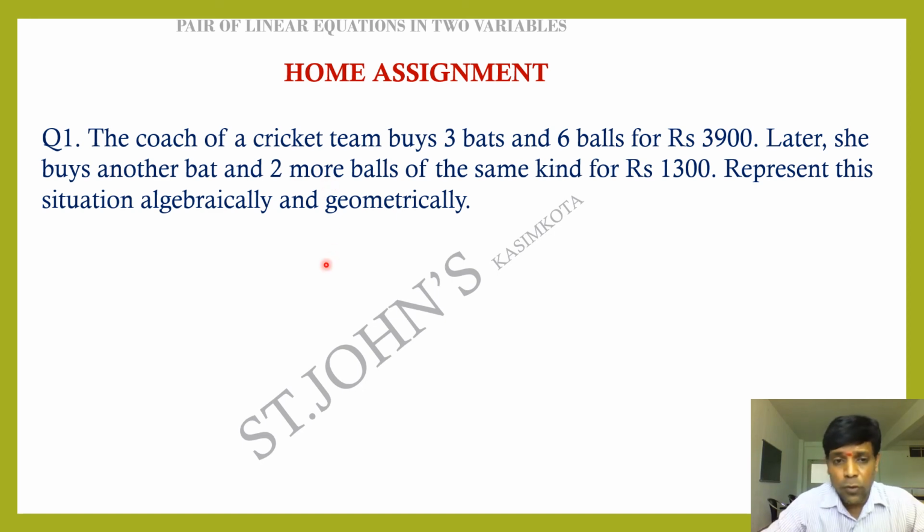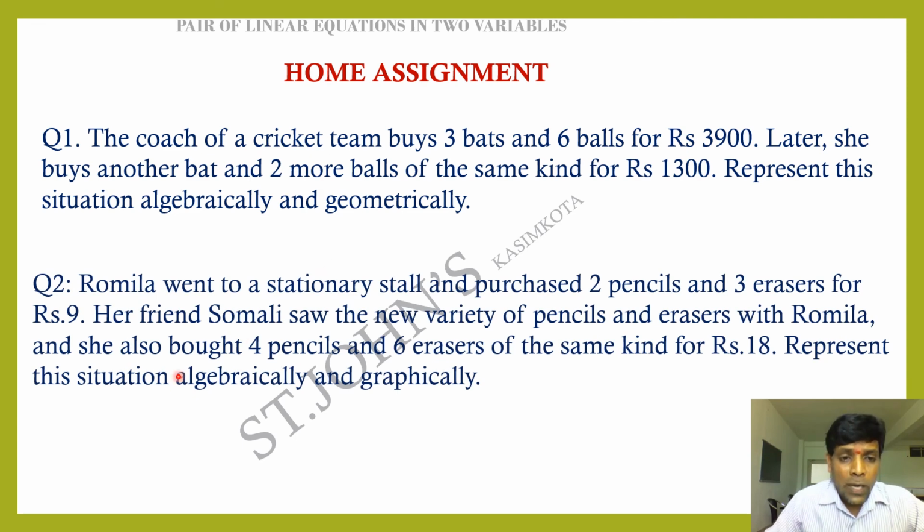Now, the second question. Romila went to a stationery stall and purchased two pencils and three erasers for rupees 9. Her friend Somali saw the new variety of pencils and erasers with Romila, and she also bought four pencils and six erasers of the same kind for rupees 18. Represent the situation algebraically and graphically.